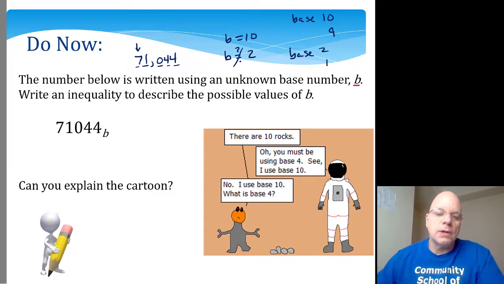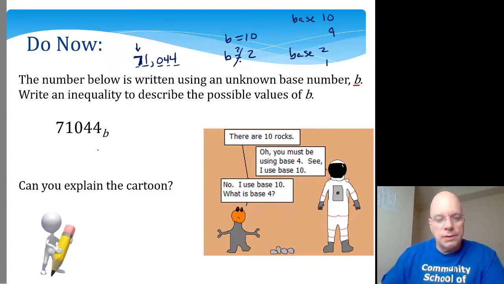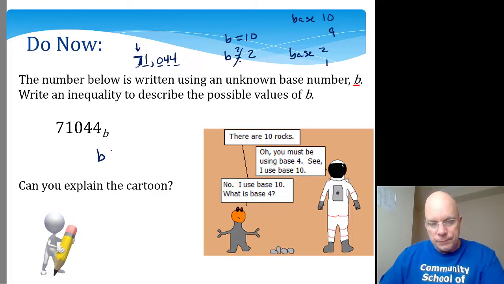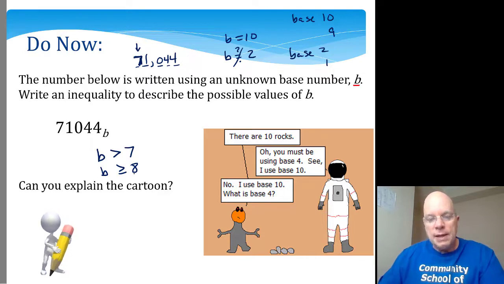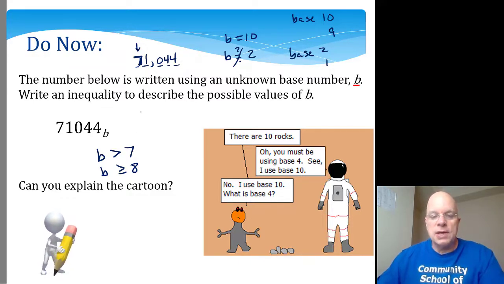And so if the largest value that can be represented by a single digit is a 7, then we could have base 8 or higher. b must be greater than 7. Or you could say b is greater than or equal to 8. That would also be any base number 8 or higher. Either one of those would be correct. It's basically trying to connect this idea of base systems to what you learned about how to write an inequality. But essentially what it's saying is b could be any number 8 or higher.